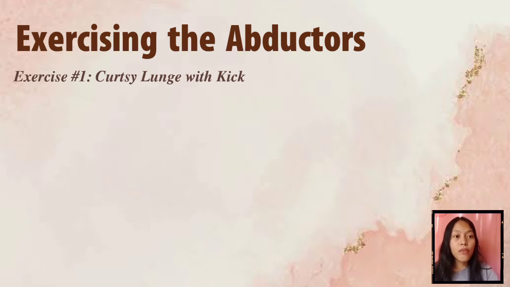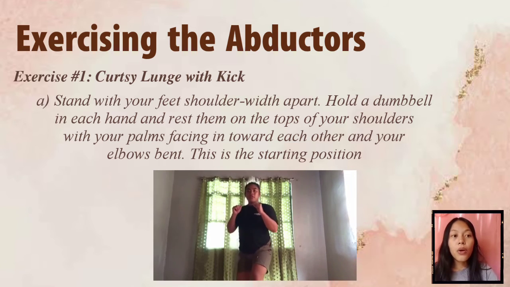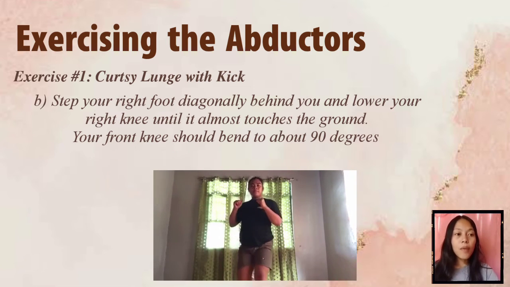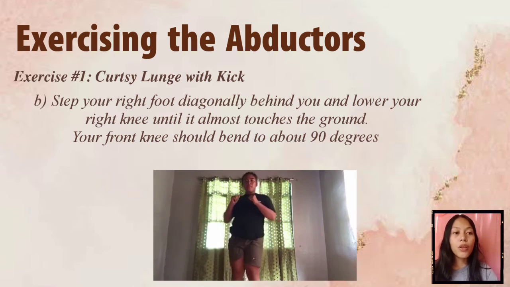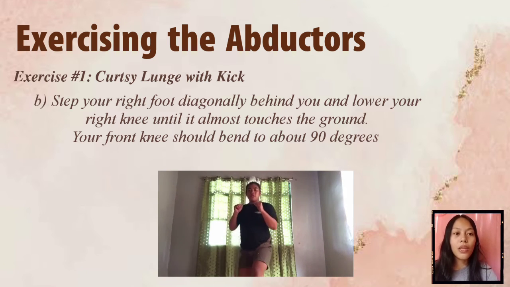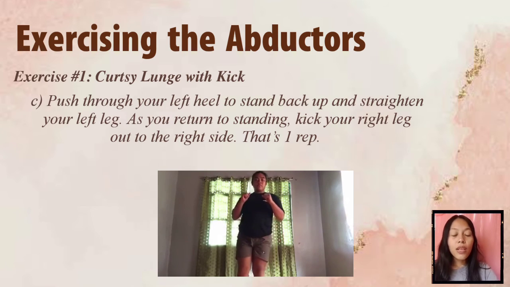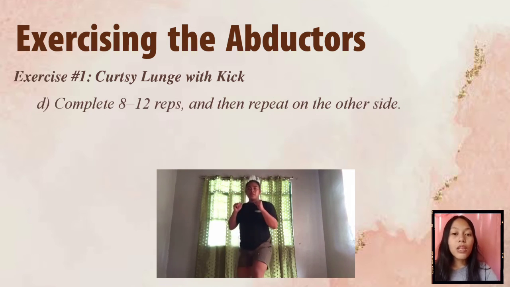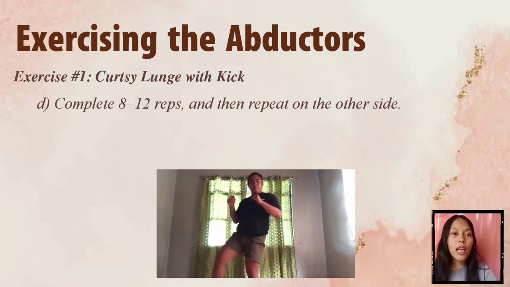To be able to do this, you have to stand with your feet shoulder width apart, hold a dumbbell in each hand, and rest them on top of your shoulders with your palms facing in towards each other and your elbows bent. That is the starting position. Next, step your right foot diagonally behind you and lower your right knee until it almost touches the ground. Your front knee should bend to about 90 degrees. Push through your left heel to stand back up and straighten your left leg as you return to standing. As you return to standing, kick your right leg out to the right side. That's 1 rep. Complete 8 to 12 reps and then repeat on the other side.